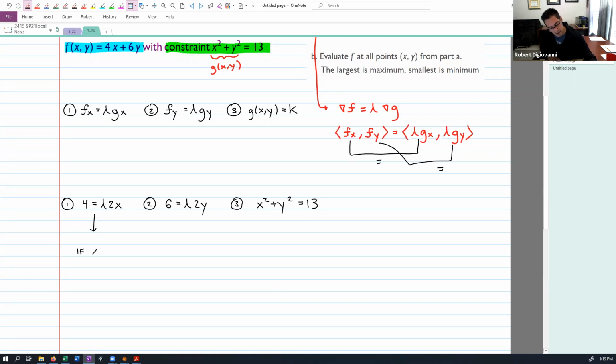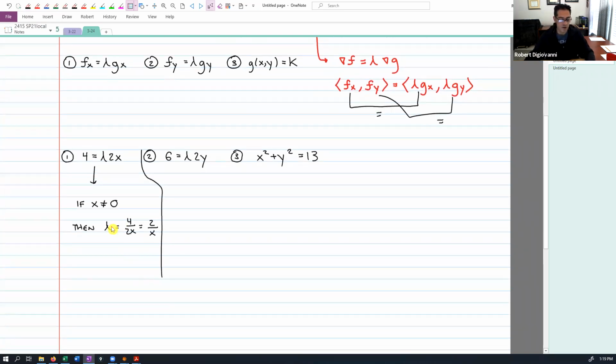If x is not 0, then what I can say is that lambda would be equal to 4 over 2x, which would be just 2 over x. I'm just trying to work this first one right now. Do you understand the importance of me saying x can't be 0 here? You can't divide by a variable if you don't have control over it. So I'm controlling the x. I'm saying lambda is defined to be 2 over x so long as x isn't 0.